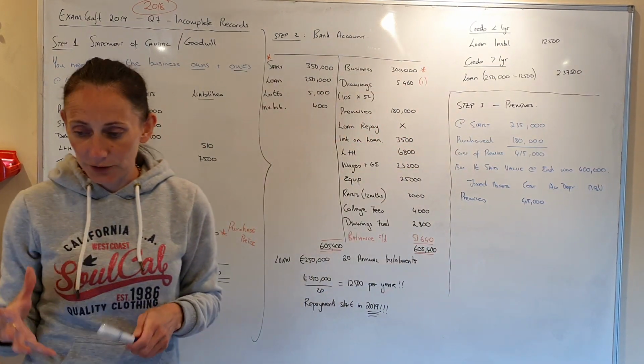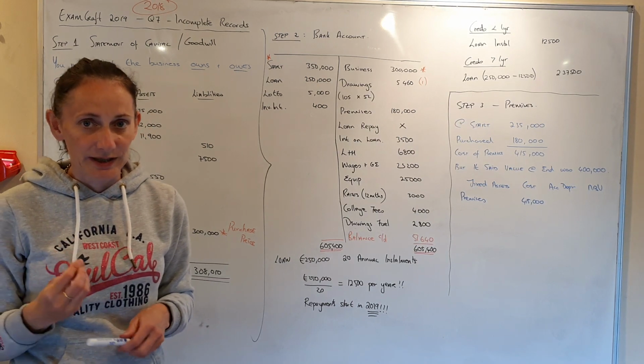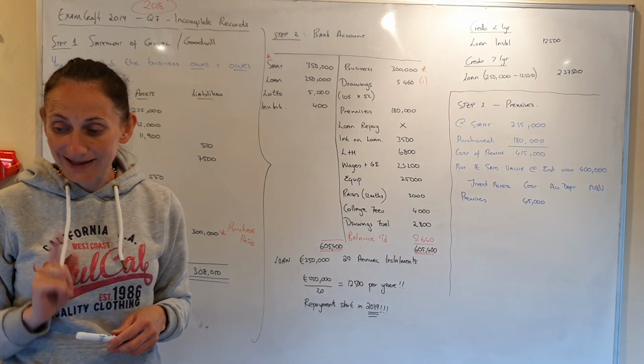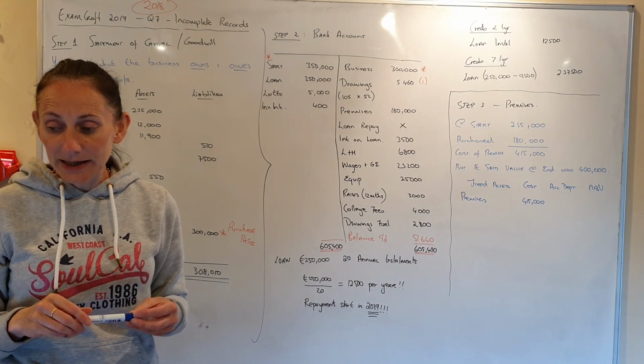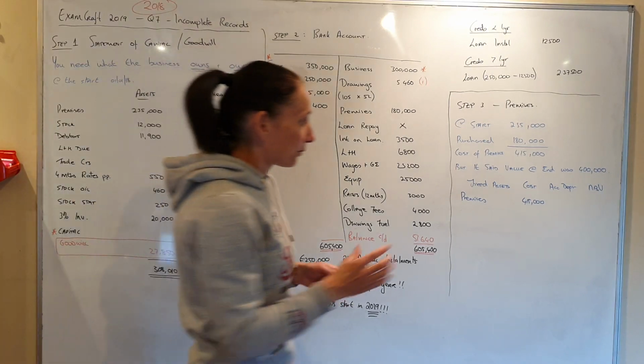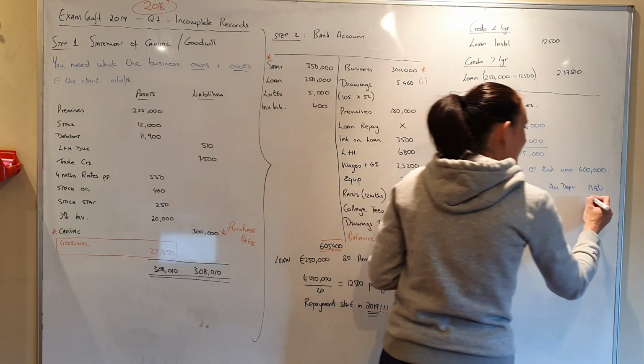Now if you look down through your question, there's no mention of depreciation of your premises, but if you look in part 6, the last sentence, it says he estimated that the value of premises at the end of the year, so what they're worth at the end of the year, was 400,000.